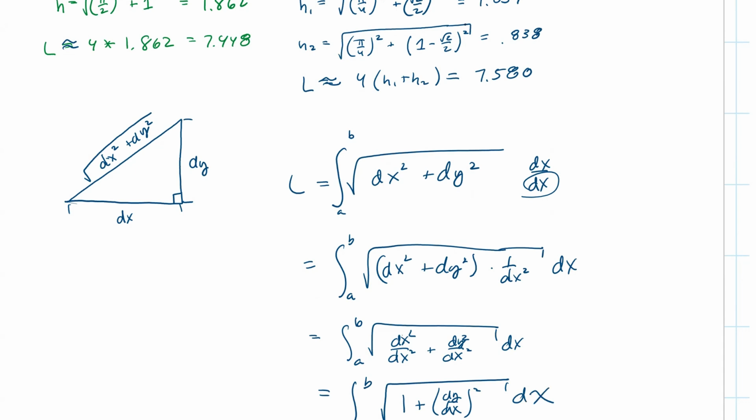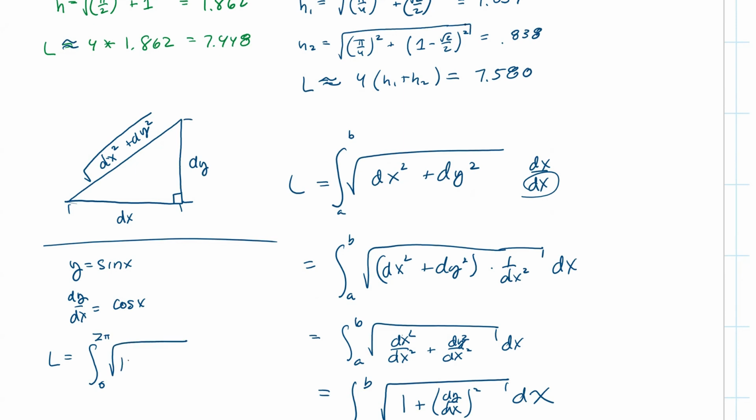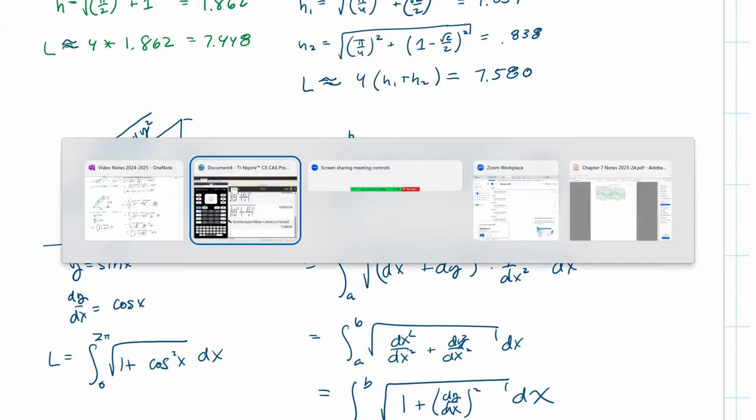Now, how does that play out with this particular problem? Well, we were told that y is equal to the sine of x. Therefore, dy dx is equal to cosine of x. Therefore, the arc length from 0 to 2 pi is the integral of the square root of 1 plus cosine squared x dx. We're not going to go into how to find that integral exactly, but we will let the calculator do the work. So one more time to the calculator.